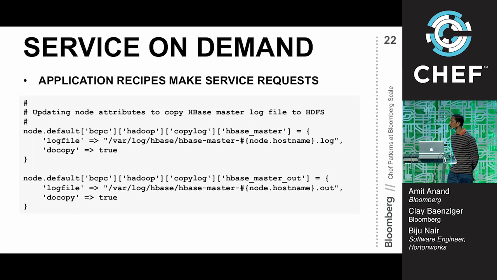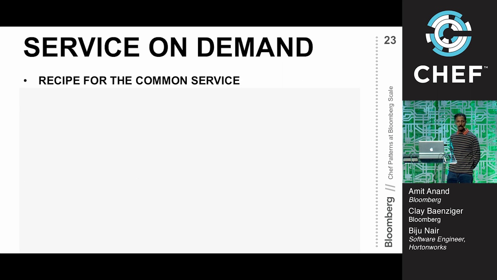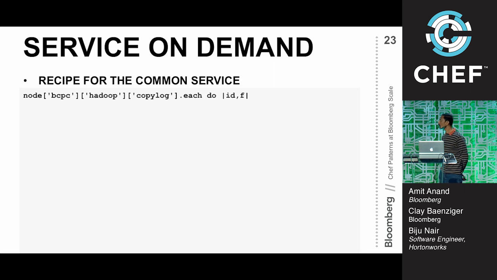As you can imagine, in a node there will be multiple services running, and any application service which wants to do this includes that in the recipe, and depending upon what's defined in the role, it gets executed and then appended to the node attribute. So what does the common service do? The common service recipe walks through the content of that attribute, builds the required configuration files and starts the service.